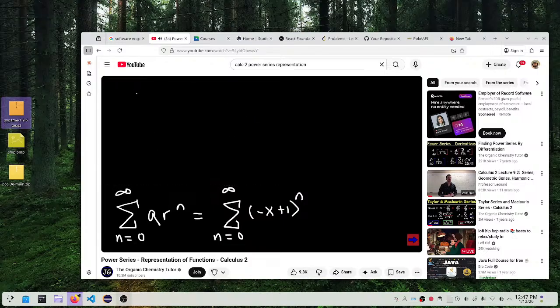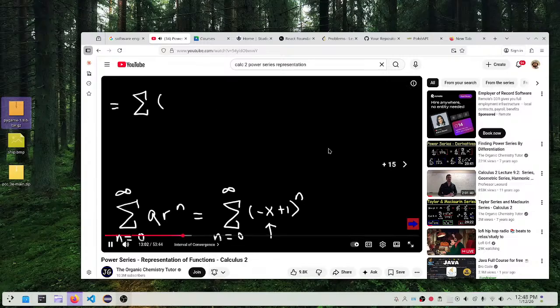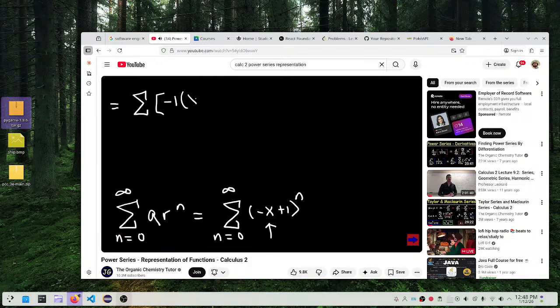When representing a function as a power series, you want to write it in the form x to the n, or in the form x minus c raised to the n. We're going to have brackets, negative 1 times positive x, and then positive 1 will change to negative 1. And this is all raised to the n power.